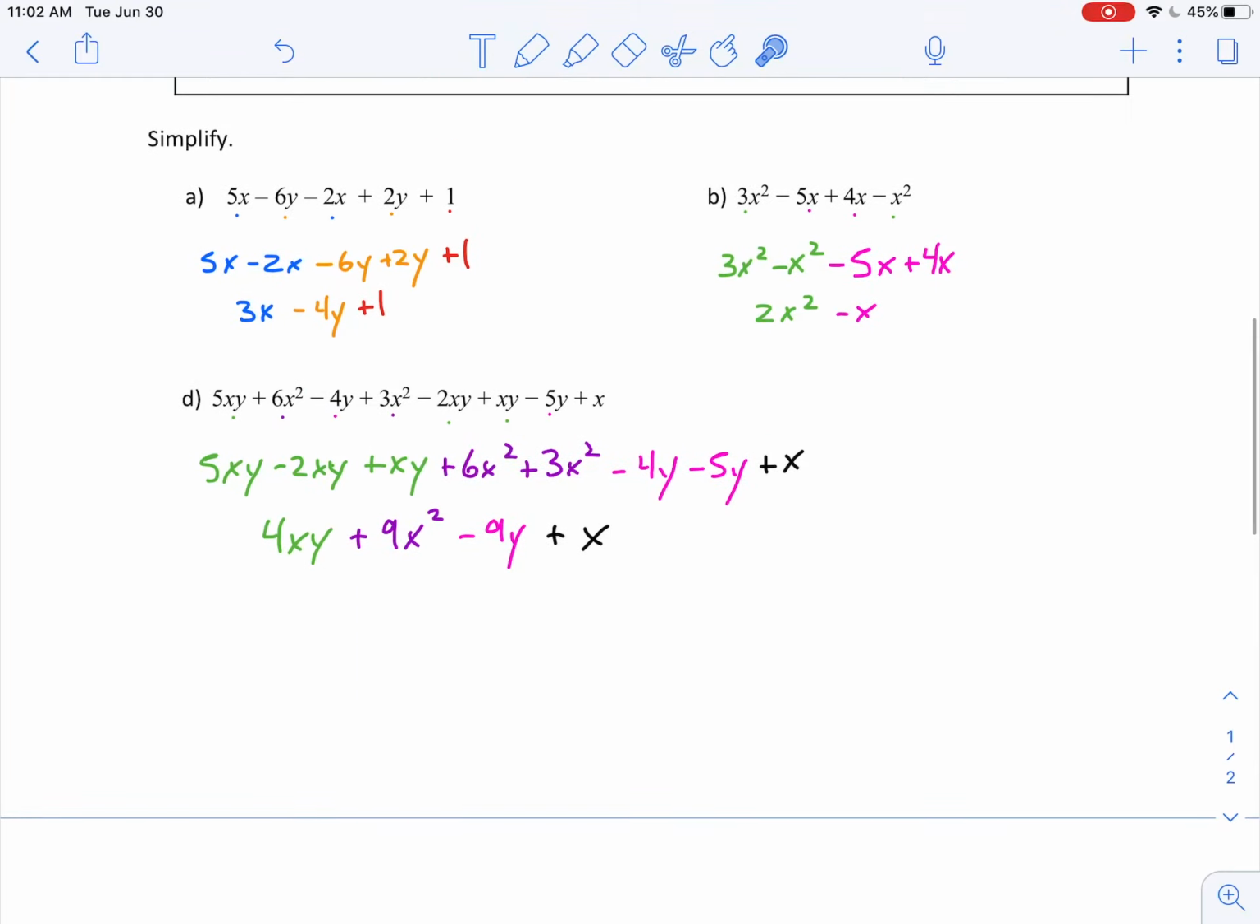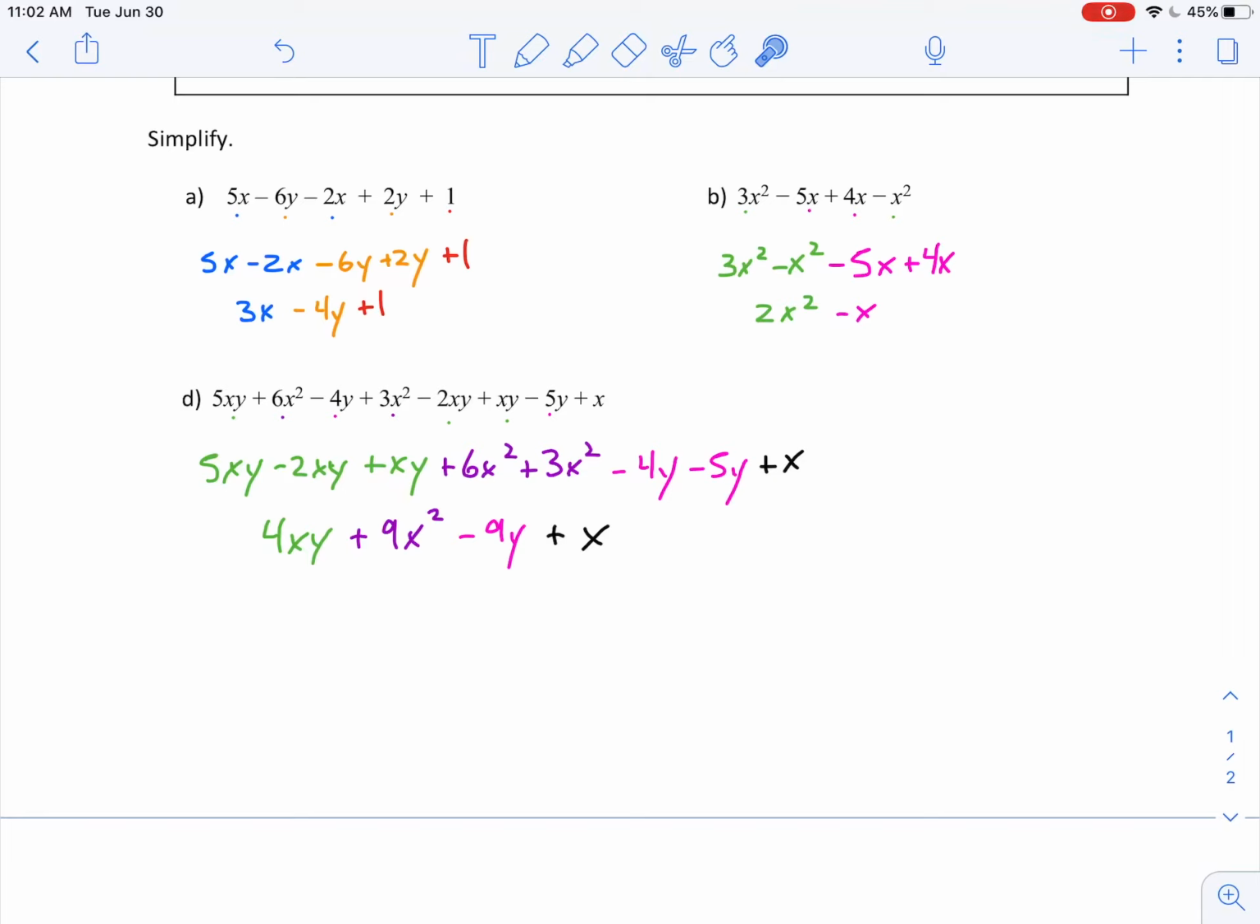And then we have a bigger one here with all different types of terms and degrees and variables. So I'm going to quickly go through and identify which variables and degrees are like and group them together. So I have 5xy, I have a negative 2xy, and I have a positive 1xy. So I'm going to group those over here. 6x squared plus 3x squared. Those are the only x squareds I see, so I'm just going to keep those there. I have a negative 4y. I have a negative 5y. I'm going to collect those there. Anything else? Nope. I have a singular x, and that just kind of stays on the end there.